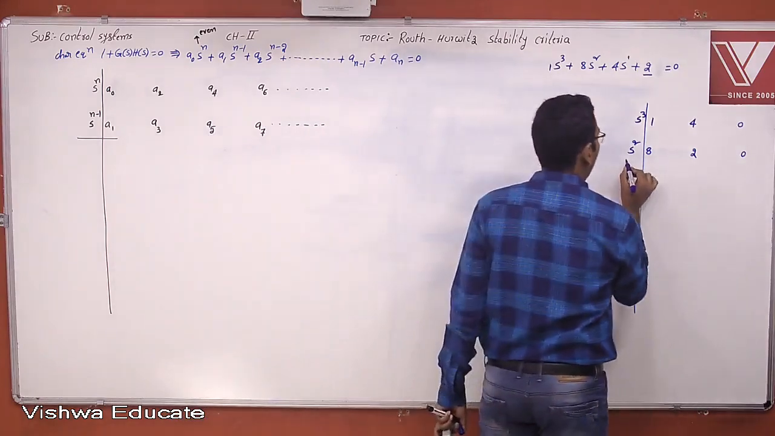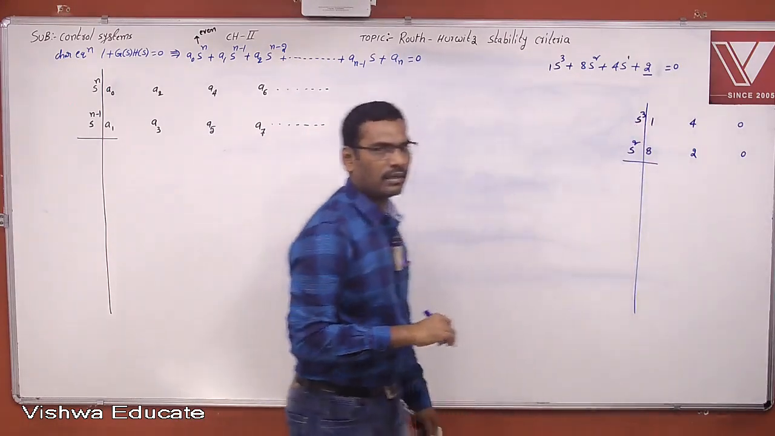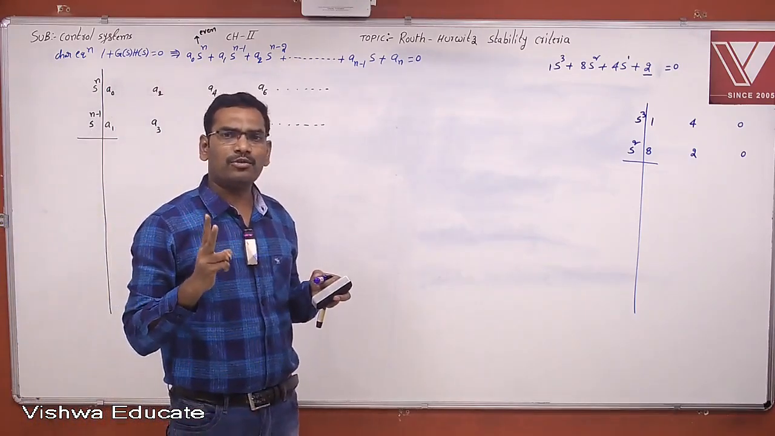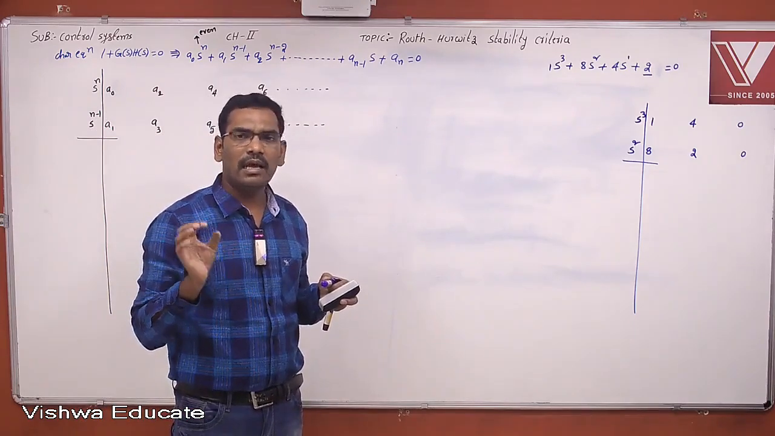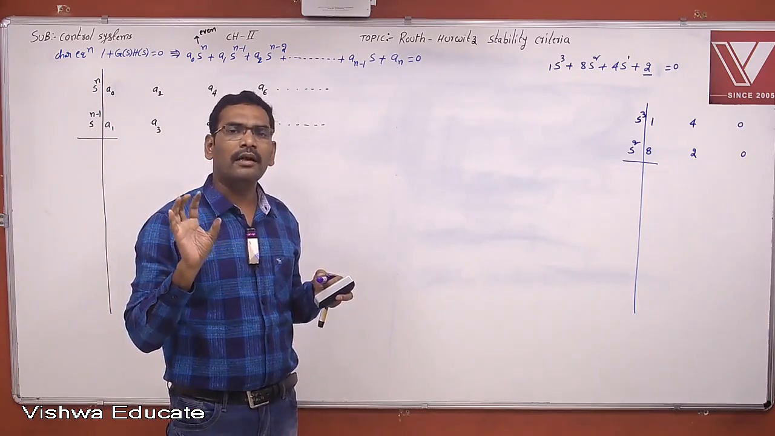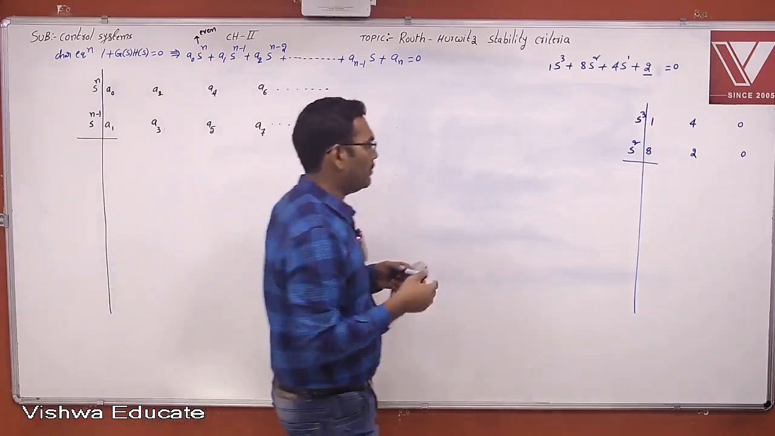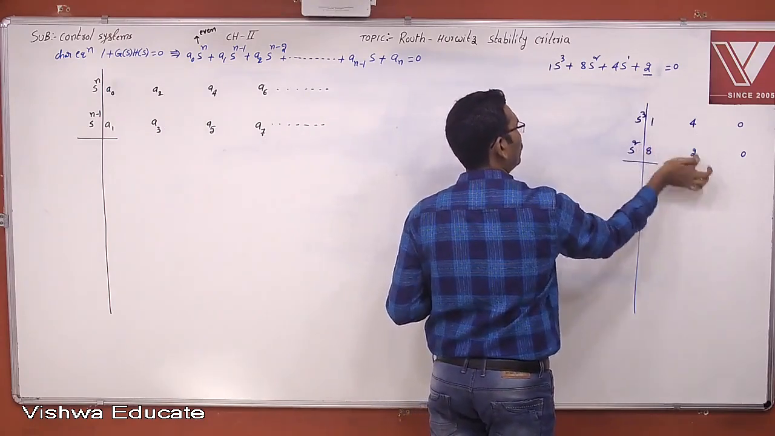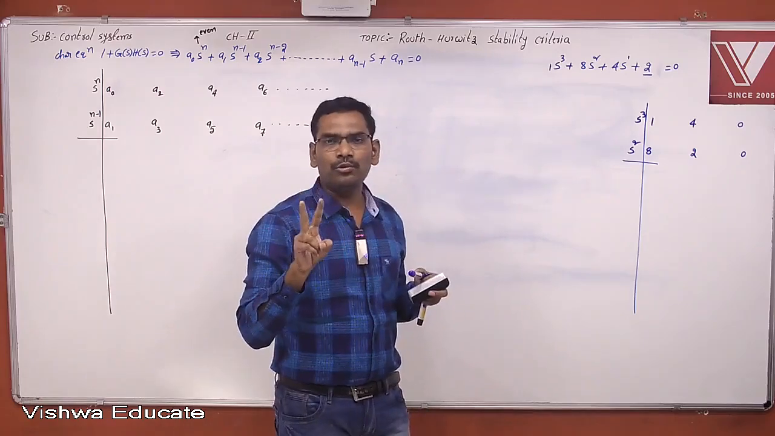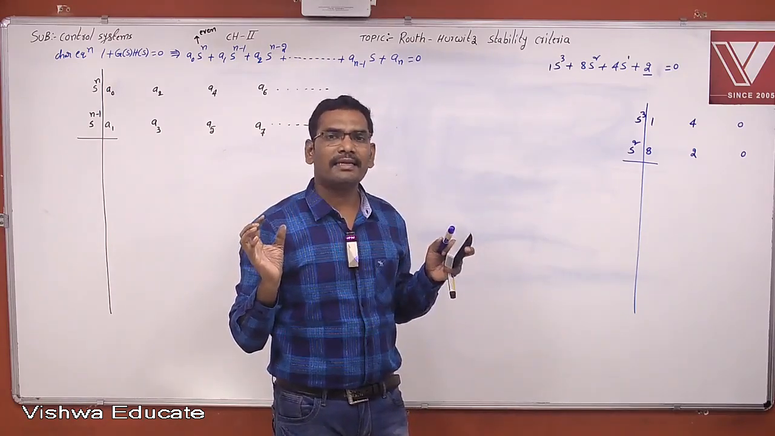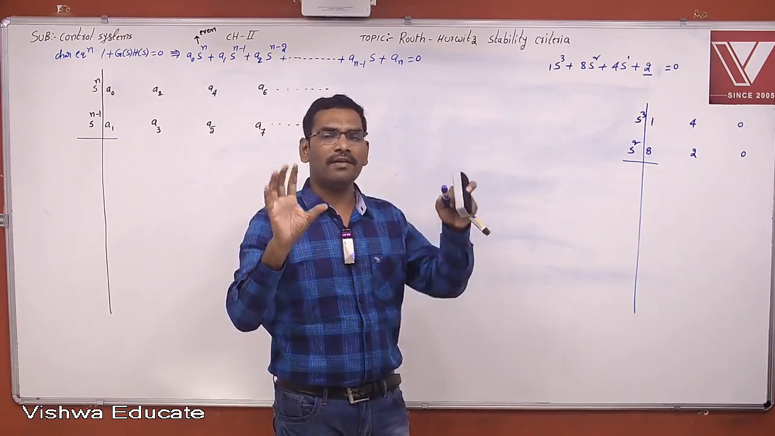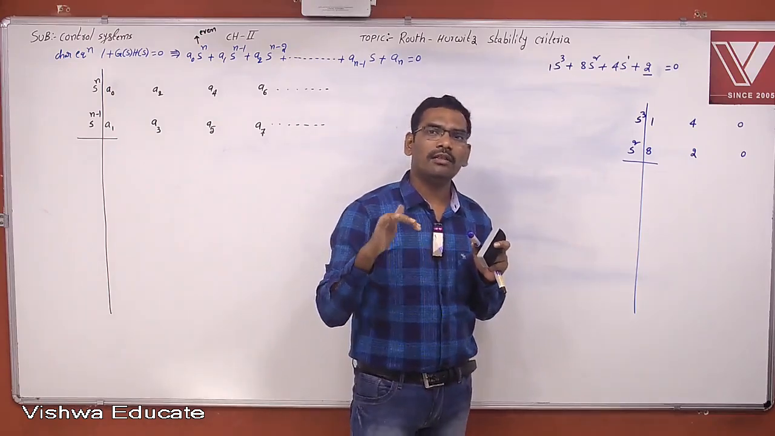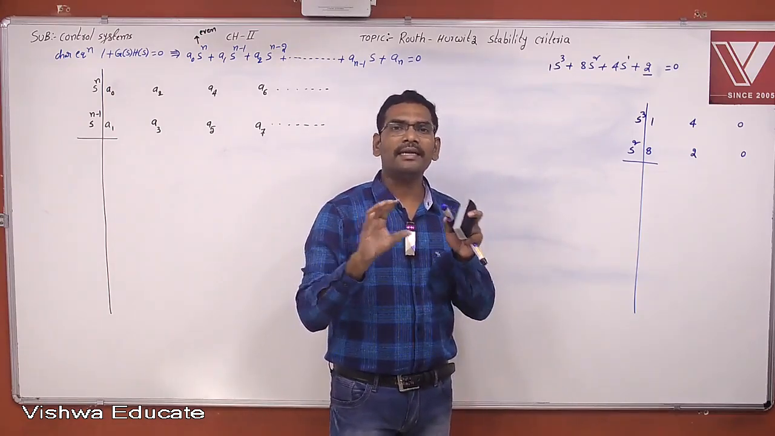Like that, you have to identify the first two rows. Okay, first two rows. Now the students, one point I am saying: if you write the first two rows of any characteristic equation, all the coefficients in the characteristic equation must be present in that particular table. 1 is present, 8 is present, 4 is present, 2 is present. In the first two rows, all the coefficients of the characteristic equation are present. All the coefficients should be accommodated in the first two rows.